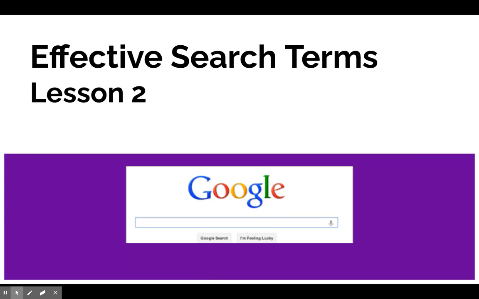Okay, we're going to go through effective search terms, lesson 2. So this is a reteaching in a different way from what we did before. I'm actually using some of the questions from the practice sheet. So feel free to go back and fix your practice sheet and turn it in again for more points. Here are some freebies.